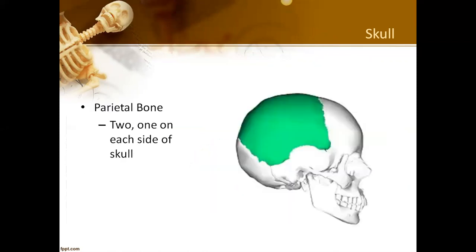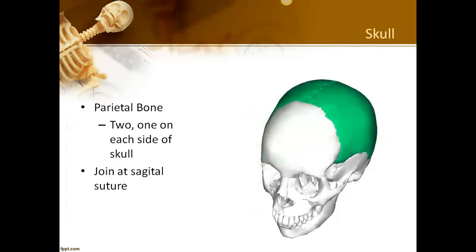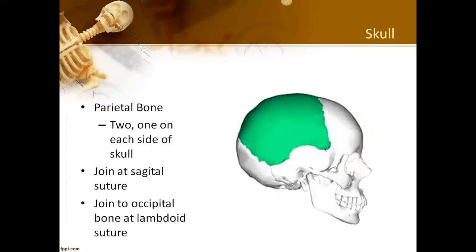So here's another picture of the parietal bone. You have two, one on each side. Remember, it connects to the frontal bone. And it joins at the sagittal suture. The parietal bones, the two join at the sagittal suture, which is the suture on the top of your head shown in this picture. And then they join to the occipital bone at the lambdoid suture. So that's the one on the other side toward the back of the skull.